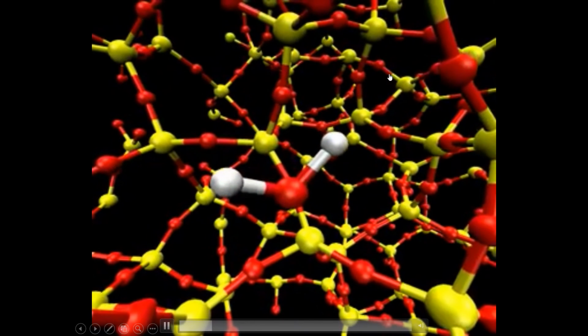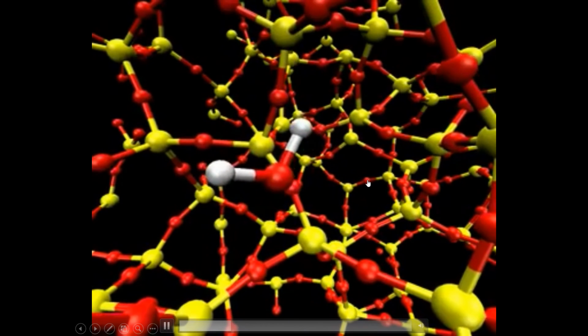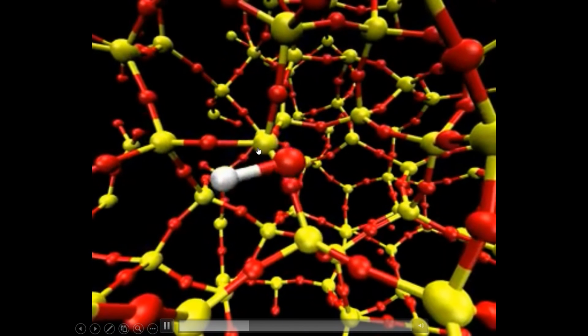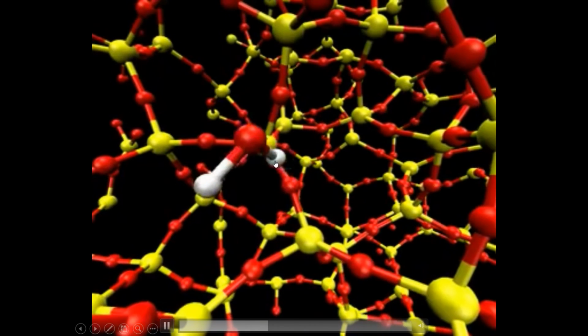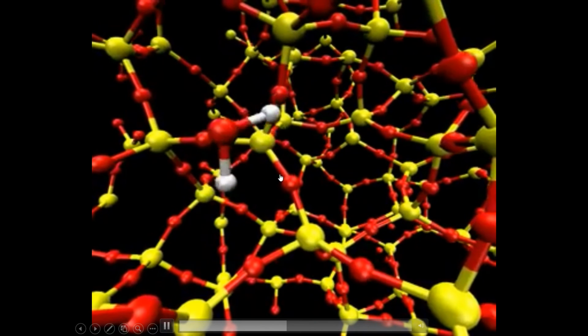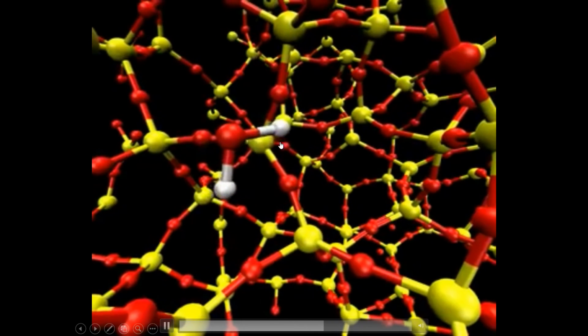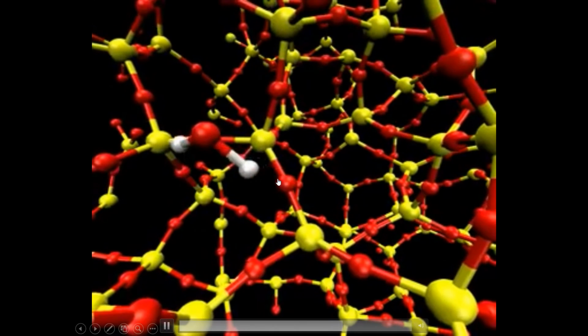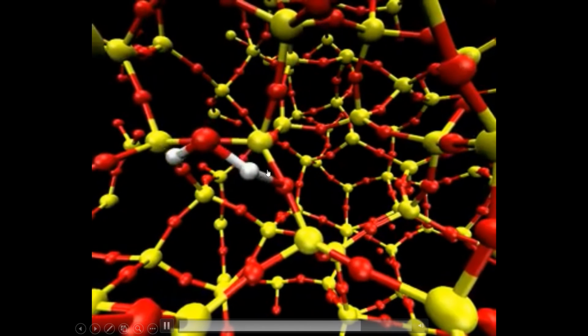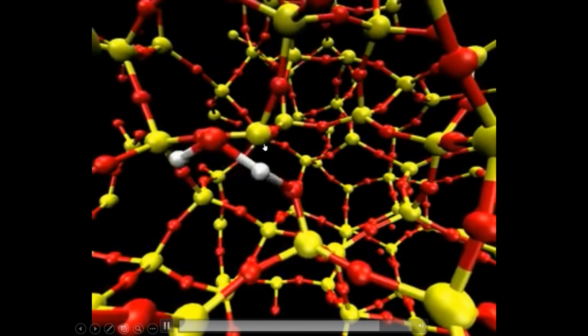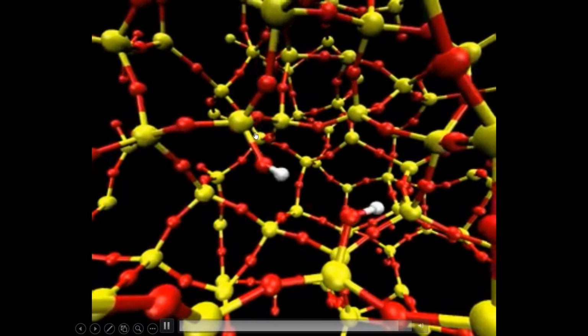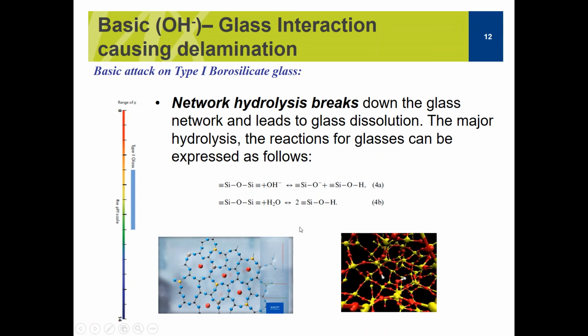So in the back, this is the silicon oxygen network, this is the water molecule. As you can see, this is the silicon oxygen, and then you can see that this is the oxygen right here in red. So the water molecule is going to make a bond with the oxygen here, and before you know it, they made a bond right here. So we're changing here. So this is the network hydrolysis, and this happens at high pH.